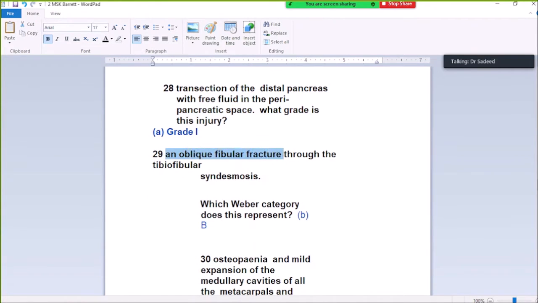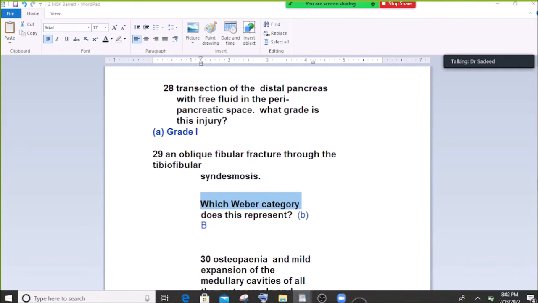29. An oblique fibular fracture through the tibiofibular syndesmosis, which Weber category does this represent? B. 28, 29.